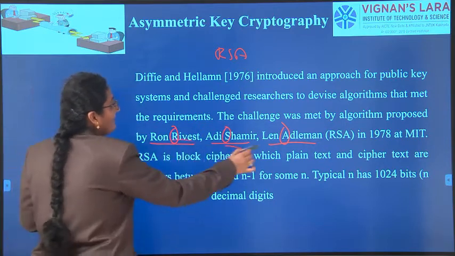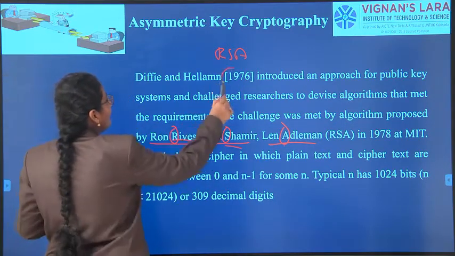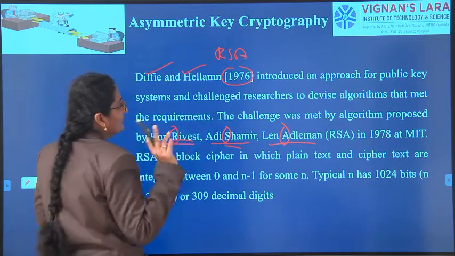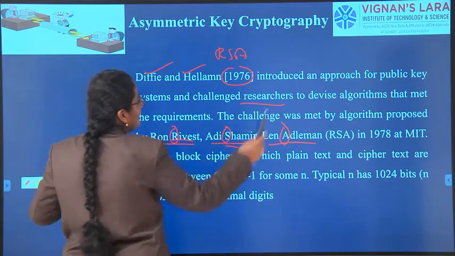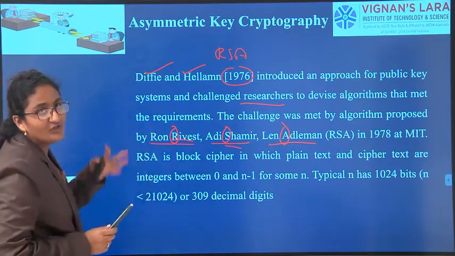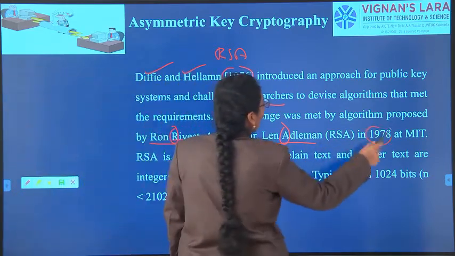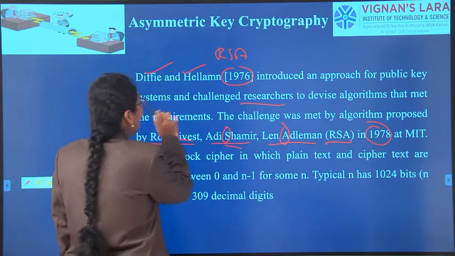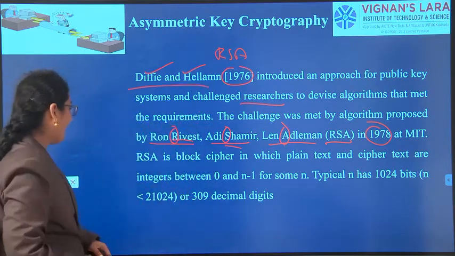Why did Rivest, Shamir and Adleman invent this RSA algorithm? In 1976, Diffie and Hellman gave some challenges to the researchers, asking them to find an algorithm which would meet the requirements. Then in 1978 these people developed RSA, and RSA met all the requirements given by Diffie and Hellman.